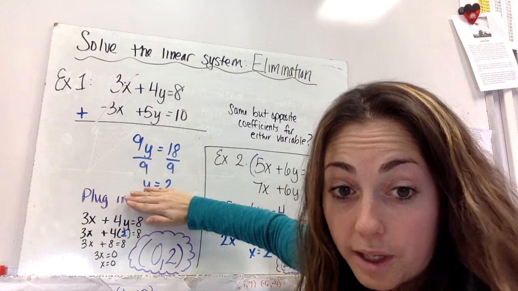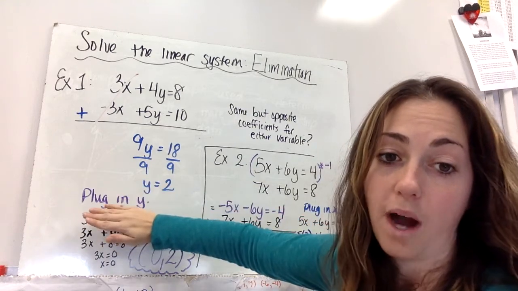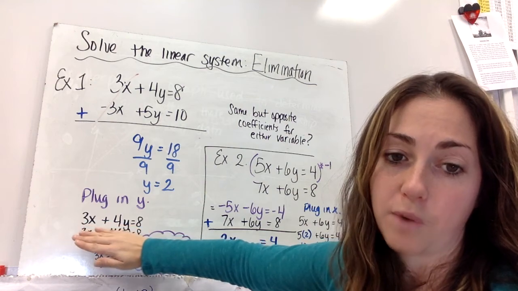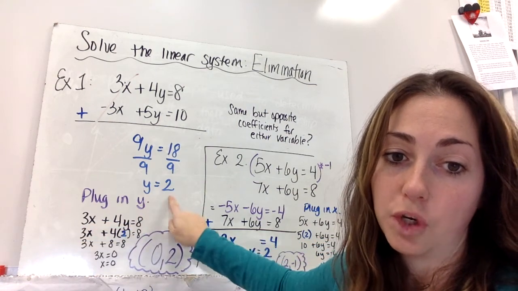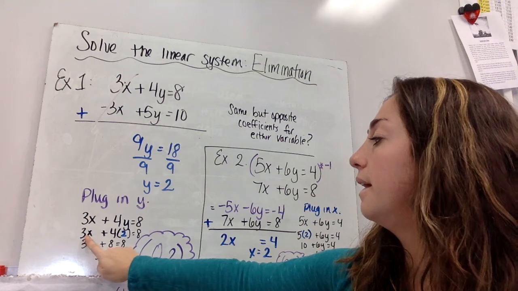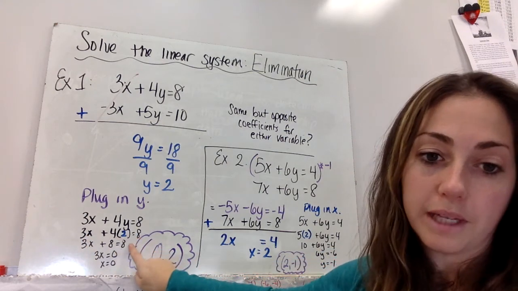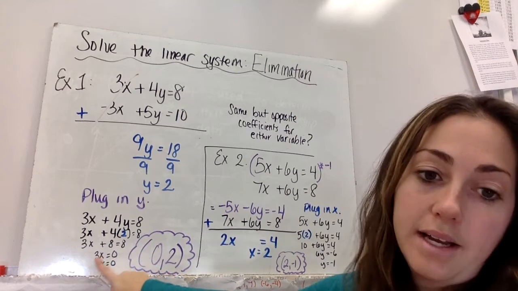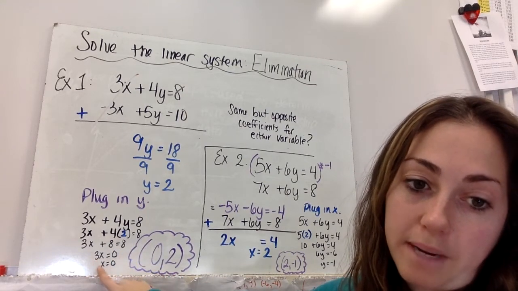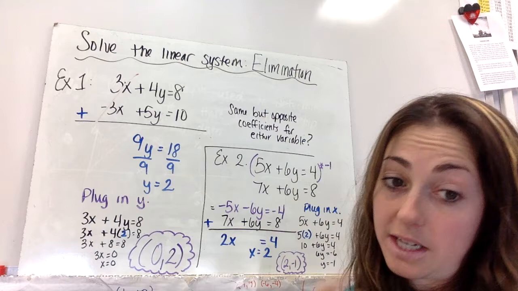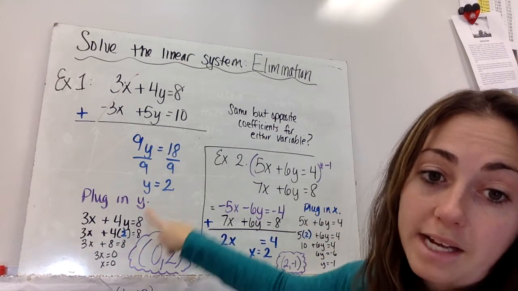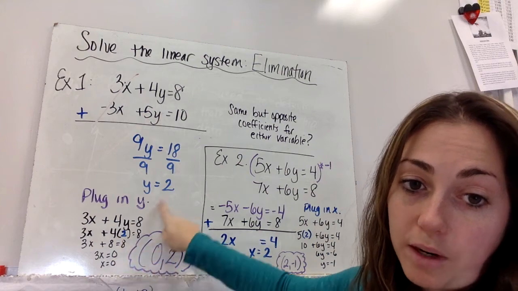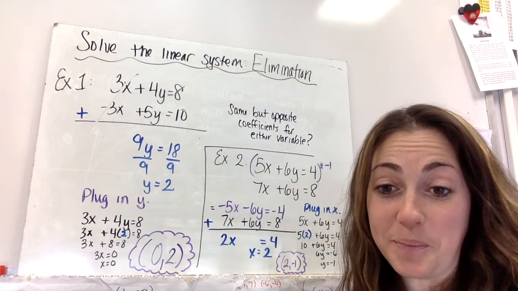So that's my y coordinate. I just need my x. So I plug in y. And you could have picked either equation. I picked the first one. So I have 3x plus 4y equals 8. Plug in 2 for y. And then I have 3x plus 8 equaling 8 after I multiply 4 times 2. Subtract 8 from both sides. You have 3x equals 0. Divide by 3. You have x equals 0. So that's your x coordinate. That's your y coordinate. What's the point that they meet? 0, 2. That's your answer.